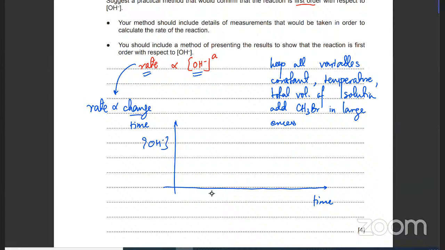And the OH ion concentration, if it's a first order reaction, its half-life will be constant. Every time it's going to take the same time for the concentration to decrease by half. So that is one simple way of doing this. You can measure the half-life, and the half-life needs to be kept constant.